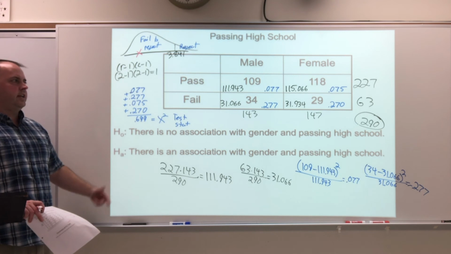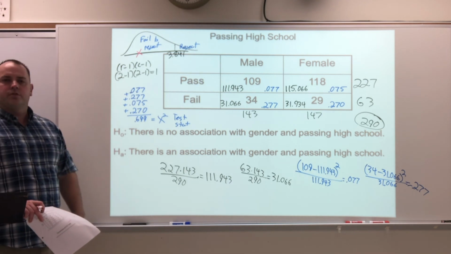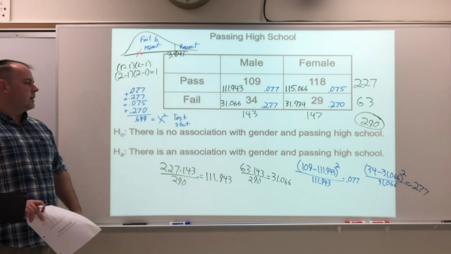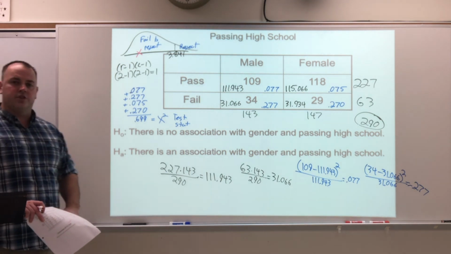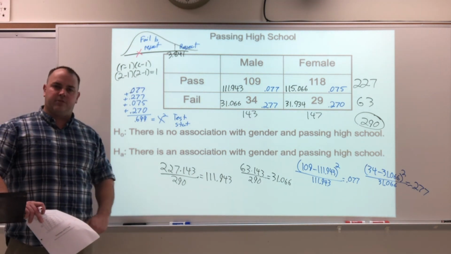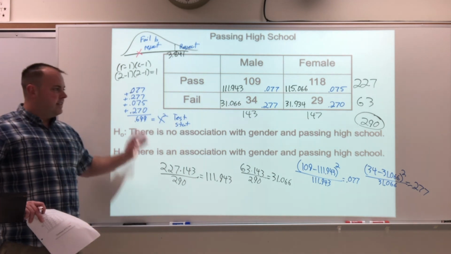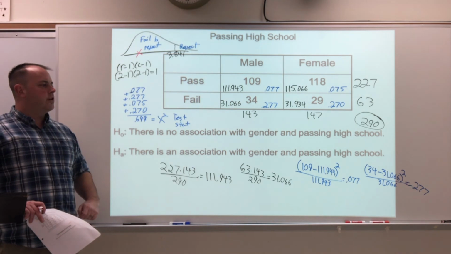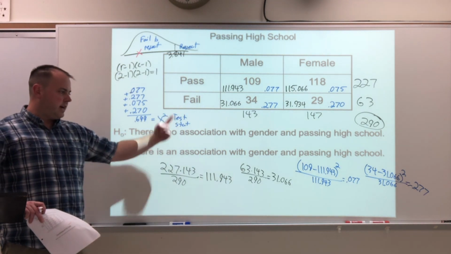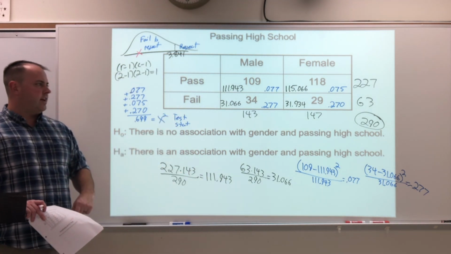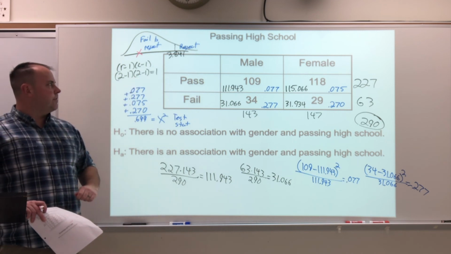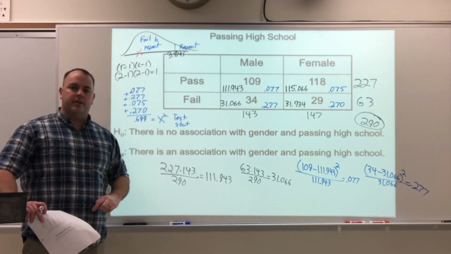So what we're seeing here is that the proportions are similar to each other. Male, female, very similar to each other. There's no evidence to say there's a relationship between your gender and if you pass or fail high school. This would be the work I expect to see on a test or quiz. This would be the work to show me you know where you're getting your expected values from, where you're getting your test stat from, and the degrees of freedom of how you're looking at the chart to get your critical value.